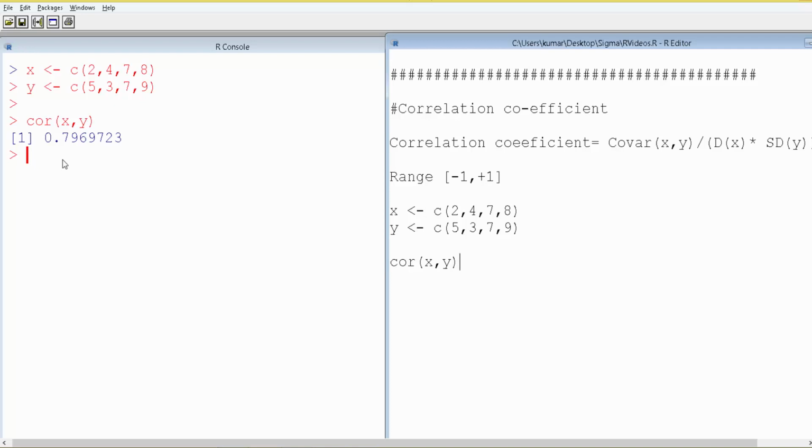How we should interpret it is like this. The correlation between x and y is positive. That means if x moves in one direction, y also moves in that same direction.